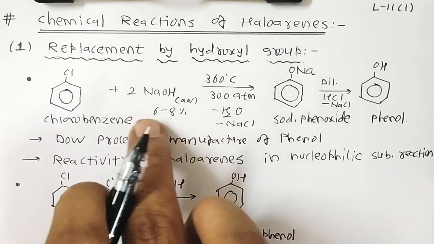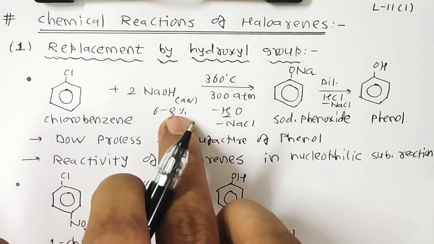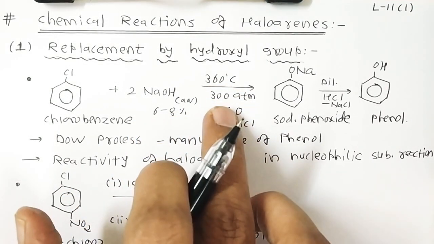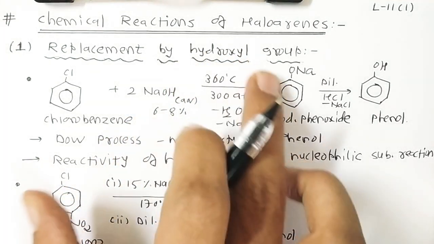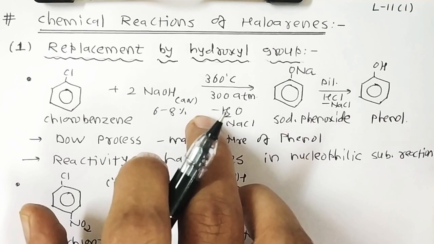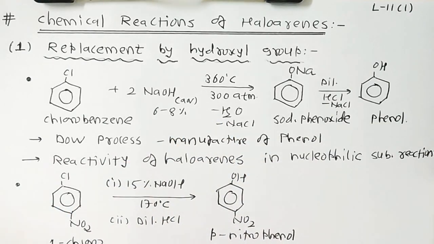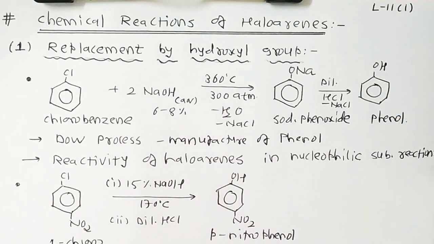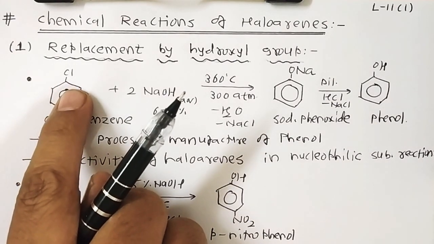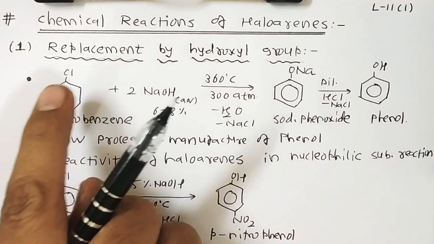But you observe that there are drastic conditions that we have to use. First, the concentration is too high, 6 to 8%. Number two, 360 degrees centigrade temperature and 300 atmospheric pressure. So these are very drastic conditions that are required. So we know that displacement of halogen in haloarene takes place under drastic conditions.